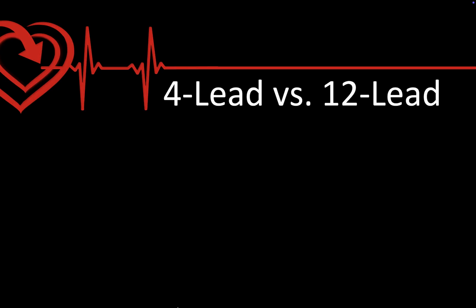4 lead versus 12 lead. Obviously, we're using more wires. We've got 6 more wires. We have 10 electrodes hooked up to the patient. People that are new to this are confused by the fact that it's called a 12 lead, but we have 10 wires. That's because we can get 12 distinct views using those 10 wires.